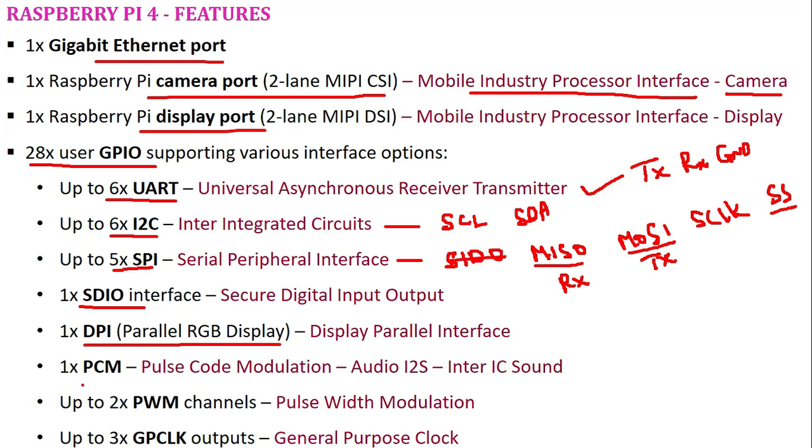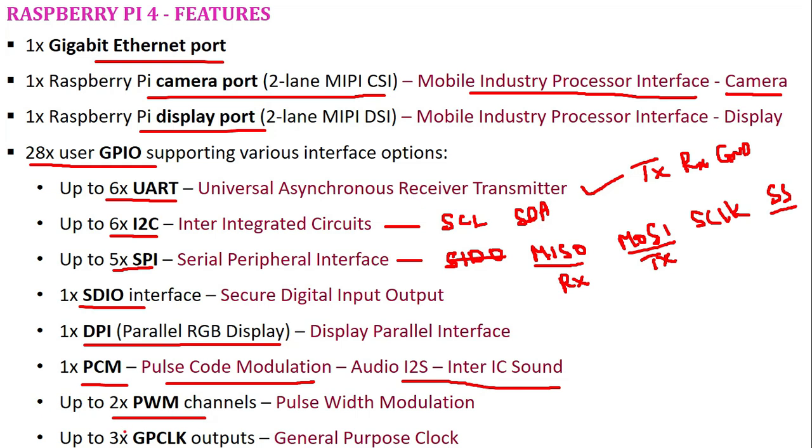Then we have one PCM. PCM stands for pulse code modulation. After performing pulse code modulation, the data can be transmitted using the I2S protocol. I2S stands for Inter-IC Sound, which can be used for transmitting audio information. Then we have two PWM channels. PWM stands for pulse width modulation, and it is mainly used for generating a square wave with different duty cycles.